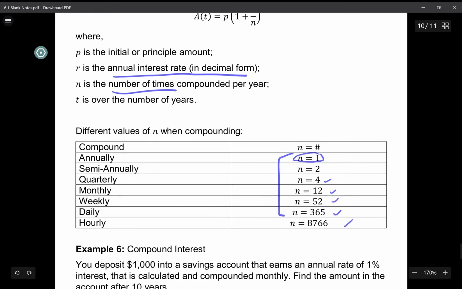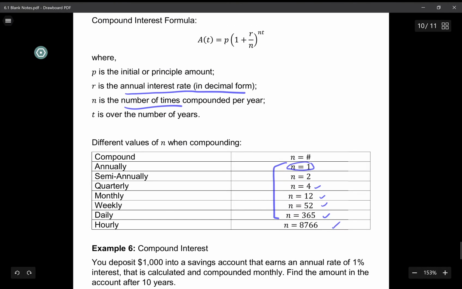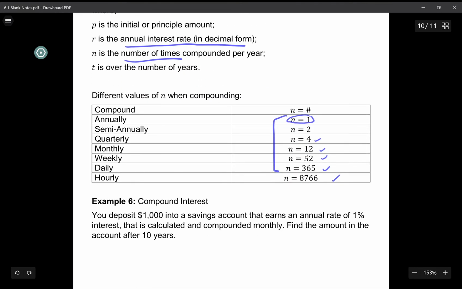Let's do an example of this problem. Right, so we'll practice using the formula. You're going to deposit $1,000 into a savings account that earns an annual rate of 1% interest. It is calculated and compounded monthly. Find the amount in the account after 10 years.